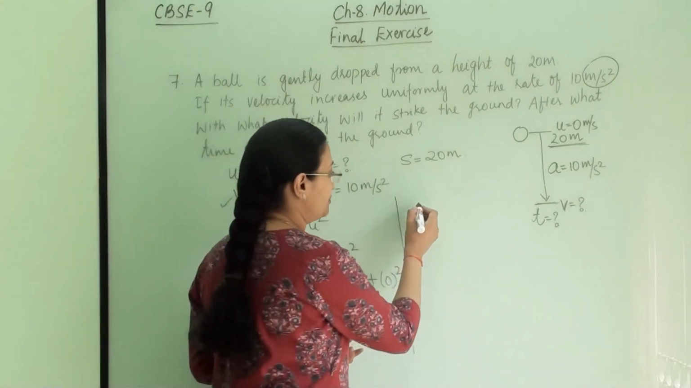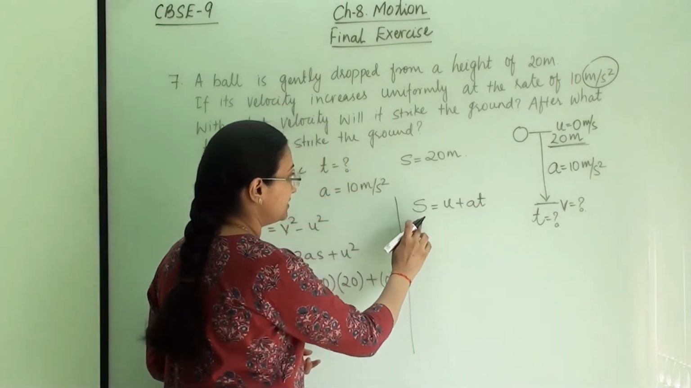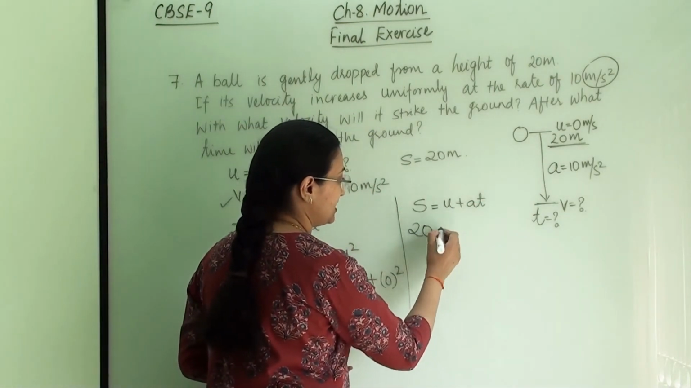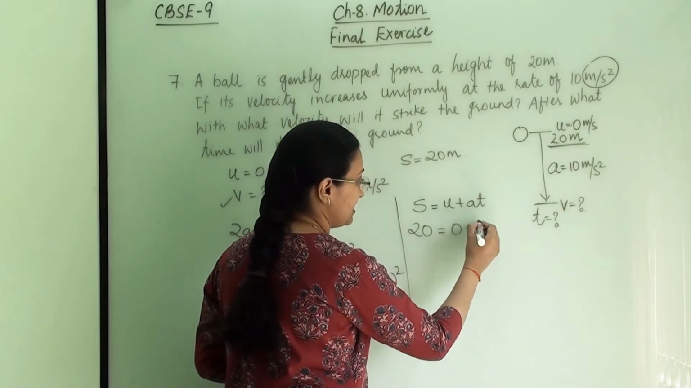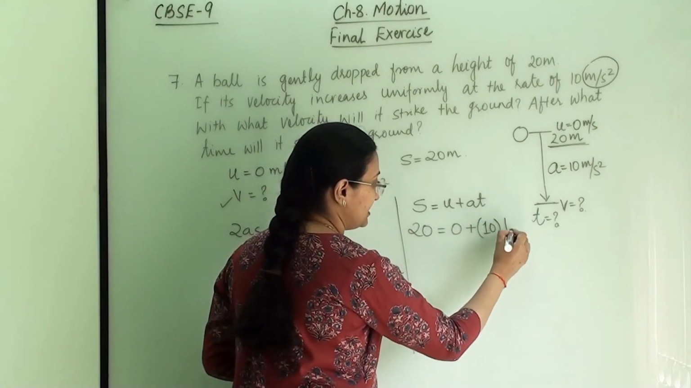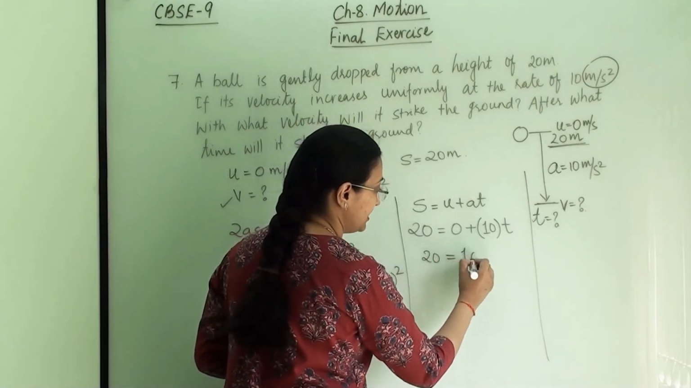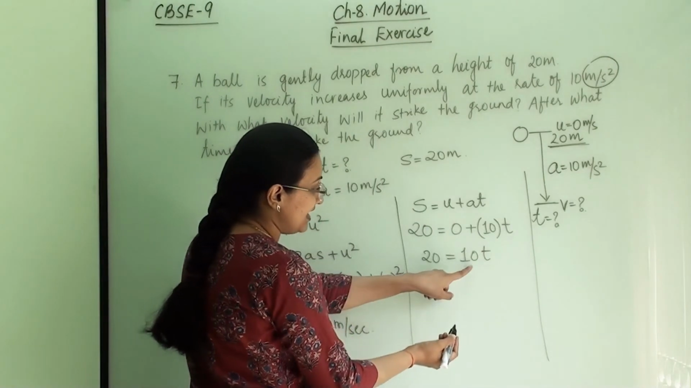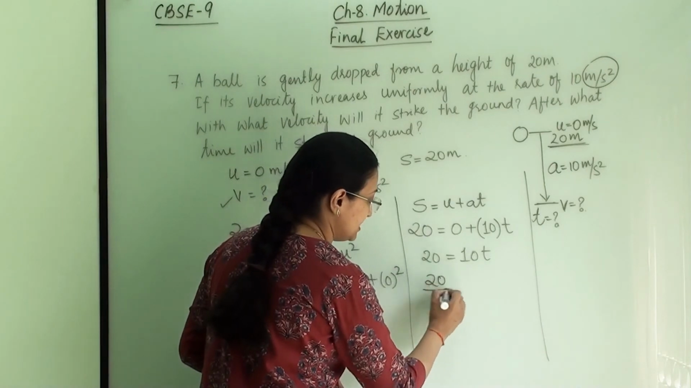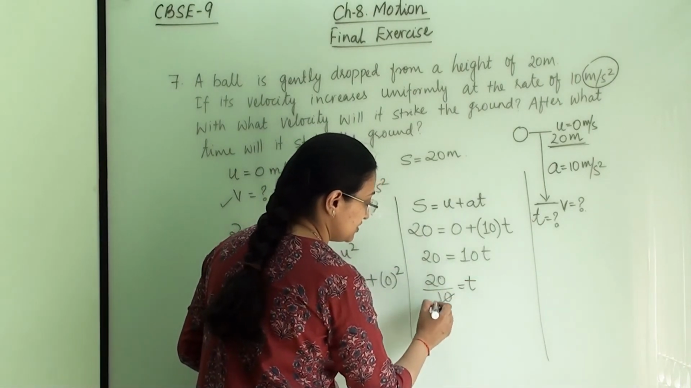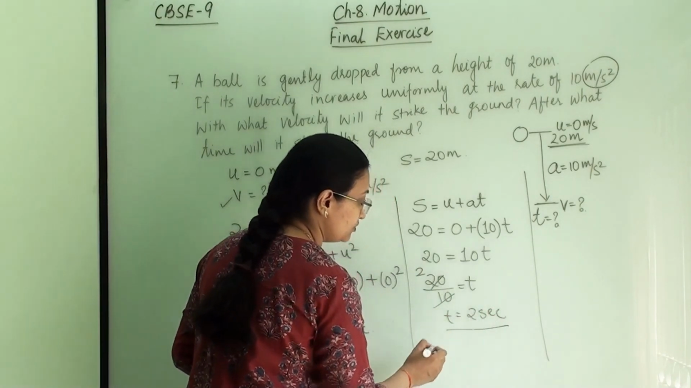So the equation we will use is s equals ut plus half at square. As we know that it is 20 meter, here I will write 20 equals u, u is 0, it is initial velocity, plus a. A we know is 10 and t we have to find out. Now 20 equals 10t. Now 10 we are taking over this side. It is in multiplication, so it will go in the denominator. So 20 divided by 10 equals t. Here we will get 2. So t equals 2 second time.